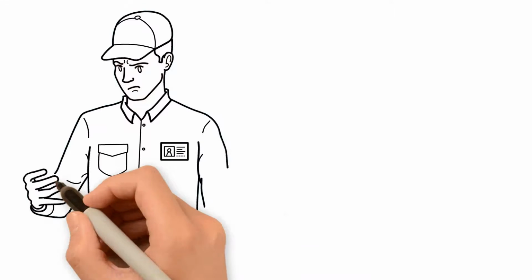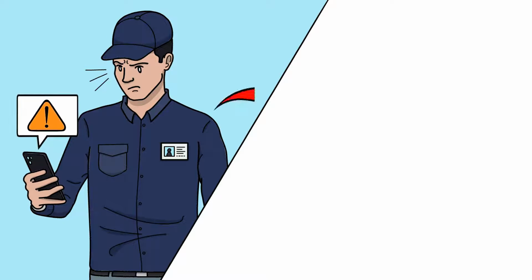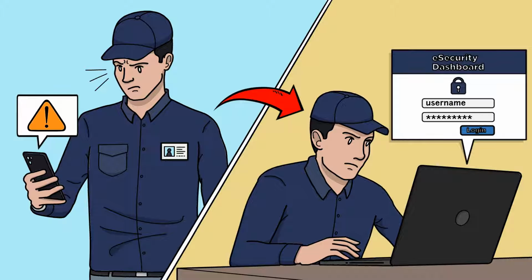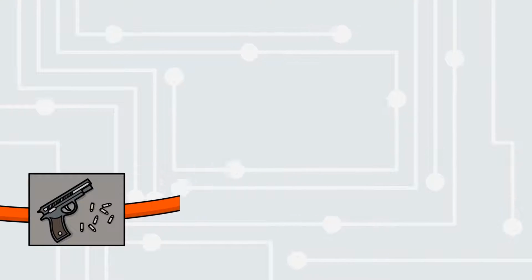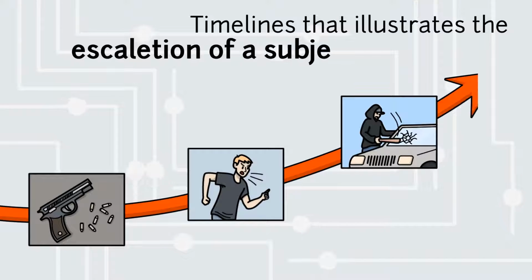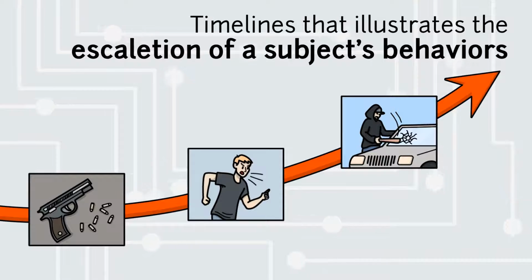Get emailed for new online reports, task assignments, and updates to your cases to give you real-time awareness of your security status. The real advantage is in viewing all of your incidents and investigative findings in risk-revealing charts, such as timelines that illustrate the escalation of a subject's behavior and circumstance.